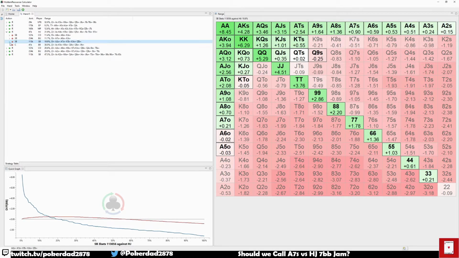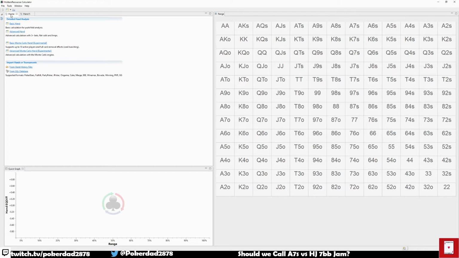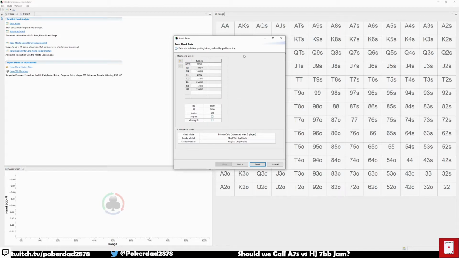So now what I want to do is take a look at this from an ICM perspective, if we're at final two tables, and see if that changes anything. So what I'm going to do is change this to final two tables. We'll do multi-table. And let's say, hypothetically, a pay jump here is at 15.